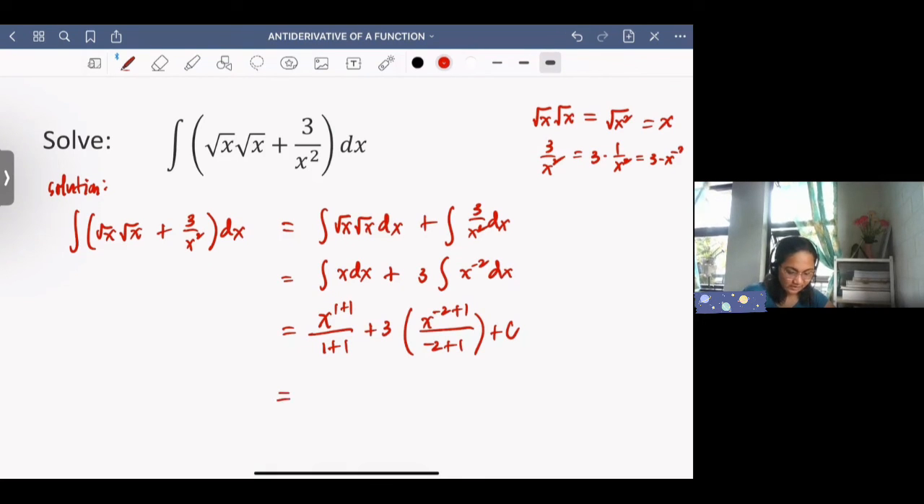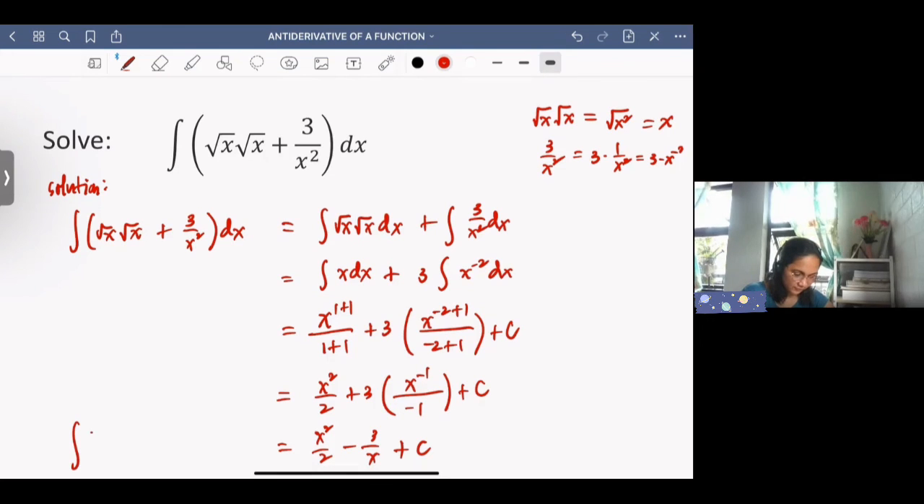So, simplifying this, we'll have x squared over 2 plus 3 times the quantity x raised to negative 1 divided by negative 1 plus c. Or we will get x squared over 2 minus 3 over x plus the arbitrary constant. This is the integral of the quantity square root of x plus 3 over x squared dx.